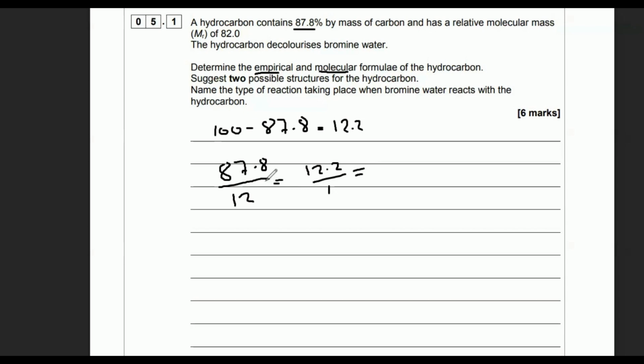87.8 divided by 12 equals 7.31. And 12.2 divided by 1 obviously equals 12.2. We now need to divide both by the smallest. So we go 12.2 by 7.31 and 7.31 by 7.31. We get 1 for the ratio of the carbon. And if we do 12.2 by 7.31, we get 1.66 for the hydrogen.